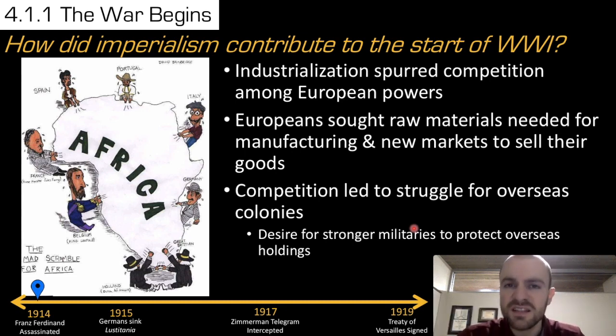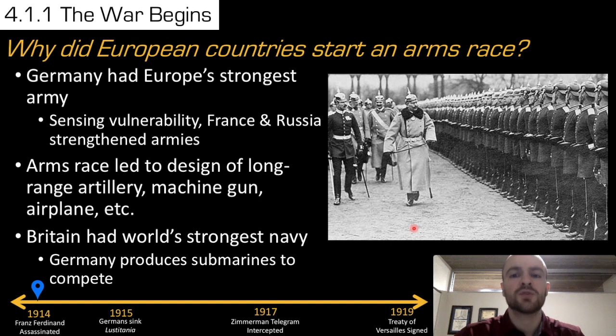So this leads us to our second cause of World War I, which was militarism. So why did European countries start an arms race? Arms being another word for weapons. So not only were they building up their militaries to protect their overseas colonies, but furthermore, they were competing with each other within Europe.